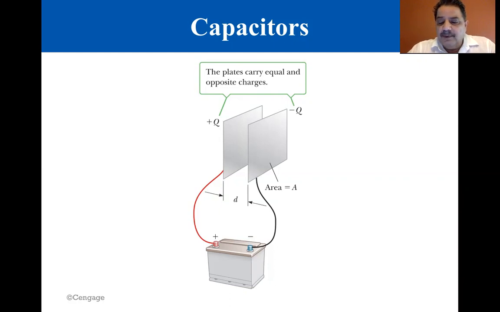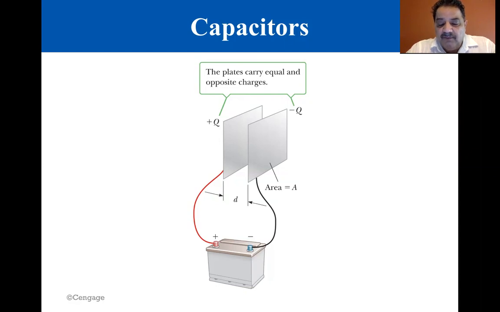The figure shows a typical design for a capacitor. It consists of two parallel metal plates separated by a distance d. In a circuit, the plates are connected to the positive and negative terminals of a battery or some other voltage source. When this connection is made, electrons are pulled off one of the plates, leaving it with a charge of plus Q, and are transferred through the battery to the other plate, leaving it with a charge of minus Q, as you can see in the figure.